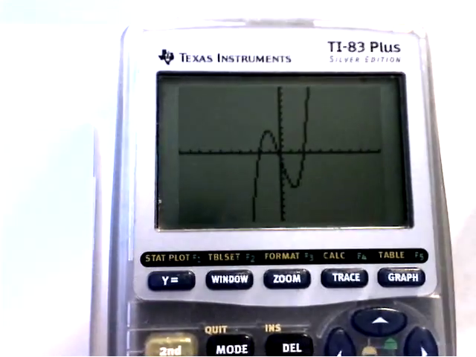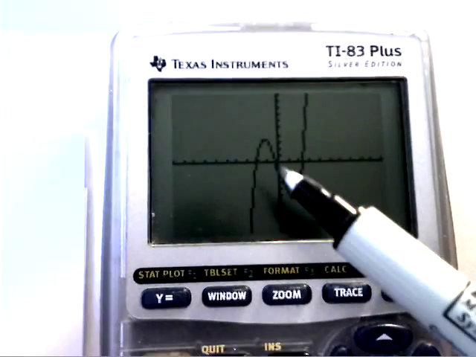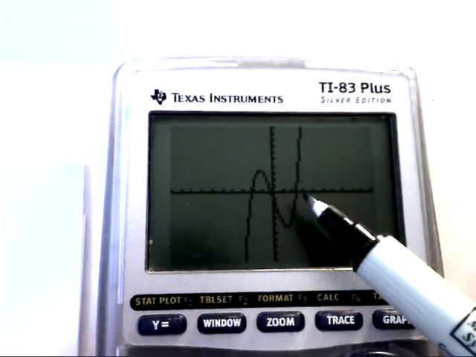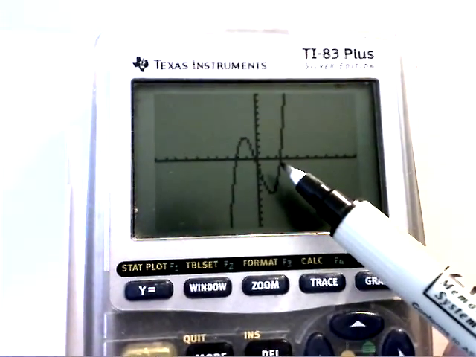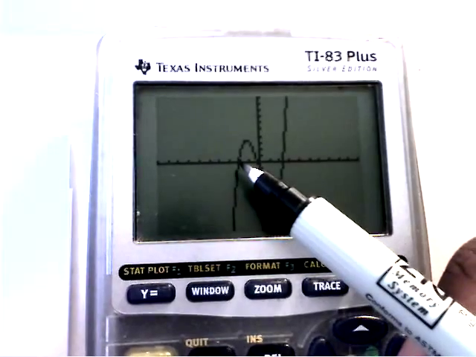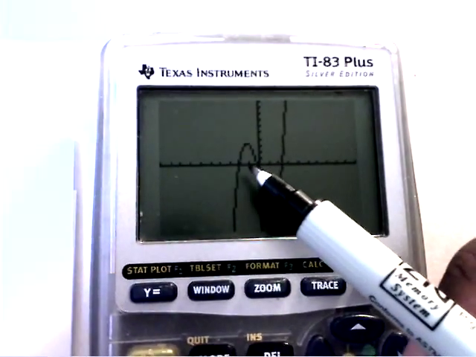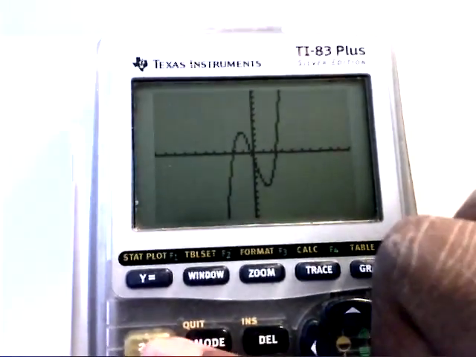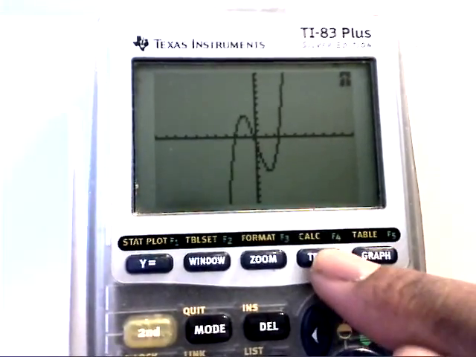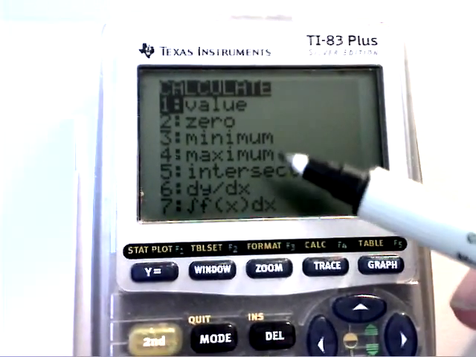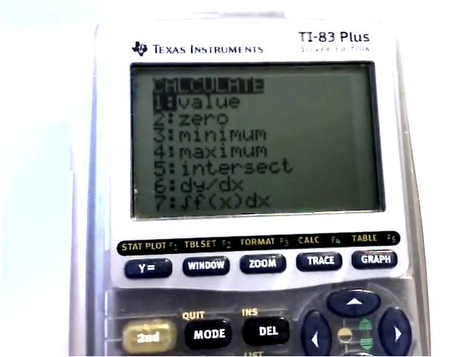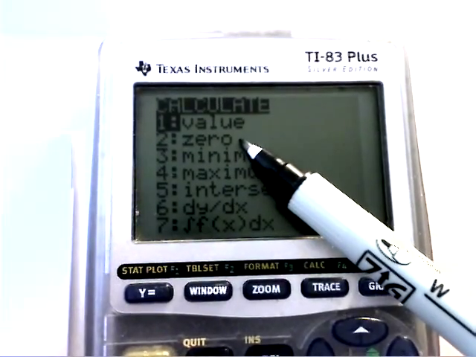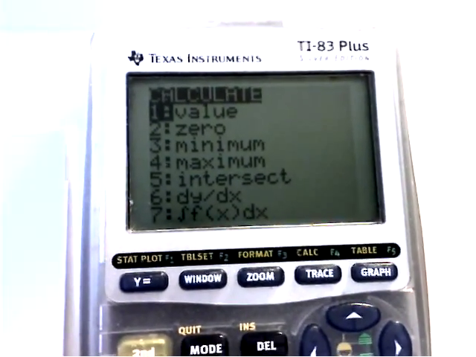Now here we're going to find 3 x-intercepts. This graph is crossing the x-axis at 3 different places. What we want to do here is find each x-intercept, starting with the one on the left, in the middle, and on the right. Let's start with the one on the far left-hand side. So here we're going to press the second key and then trace to get the calculate menu. Now we're finding the zeros. Anytime we're finding the x-intercept, we're finding the zeros of that particular function. So here we're going to select number 2 for zero.